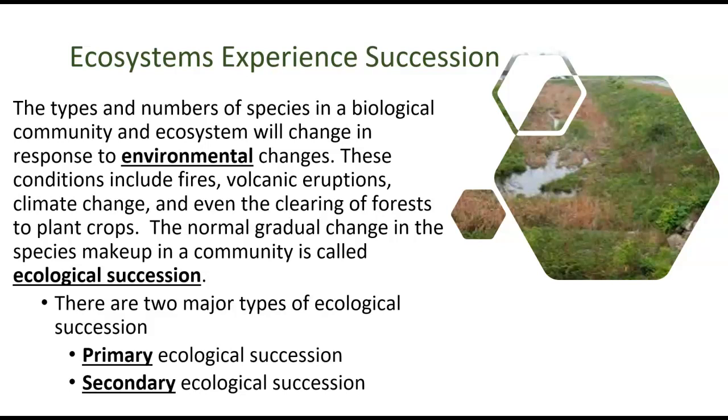These things occur naturally, but those gradual changes in the species that make up a community is called ecological succession. So make sure you recognize that when we talk about species, students often have a mind that's focused on animals only. But when we talk about species here, we're also talking about plants, fungi, protists, right? All of the kingdoms of life, all of the domains that are involved within the ecosystem. So there are two major types of succession that we're going to be looking at. There's primary ecological succession and secondary ecological succession.